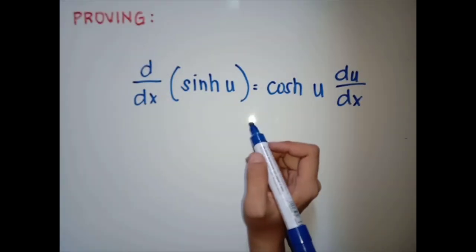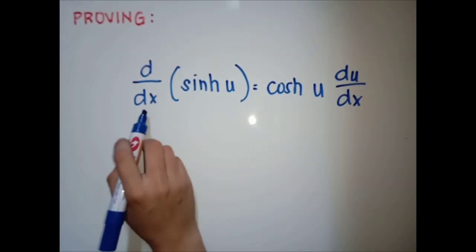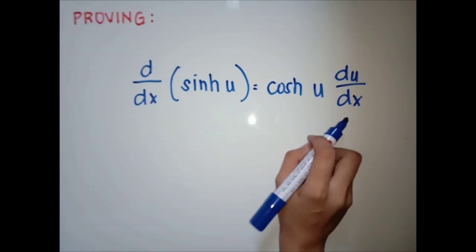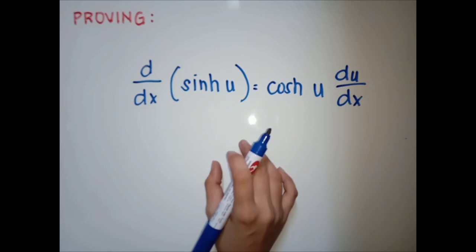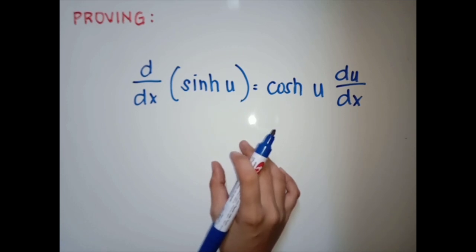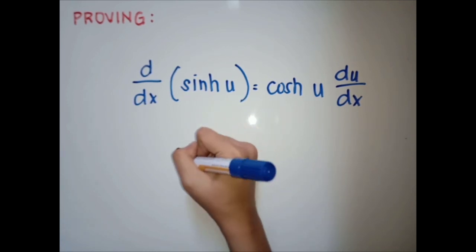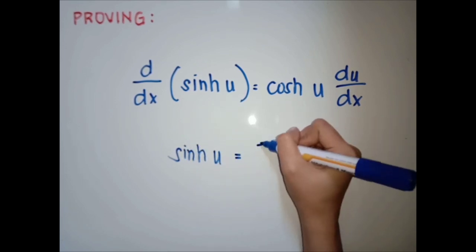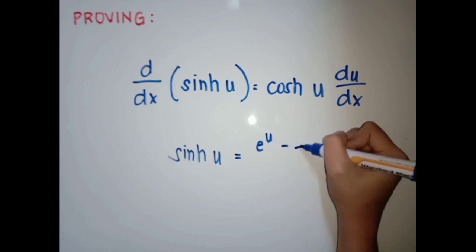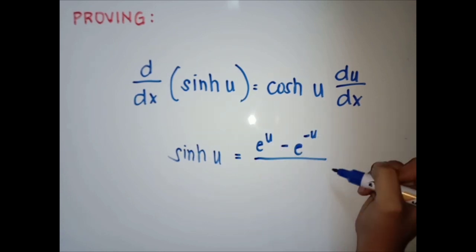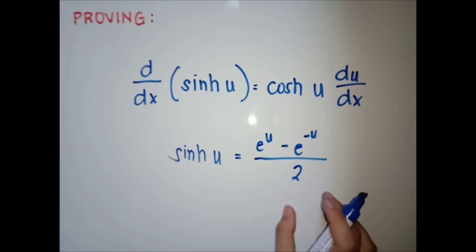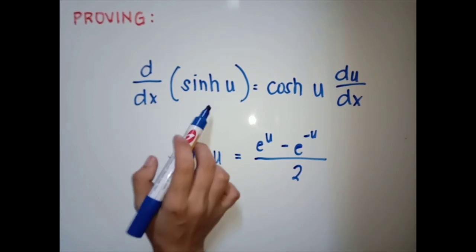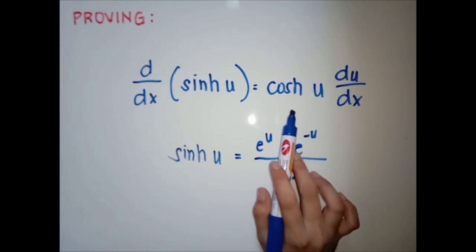The first formula that we will prove is the derivative of hyperbolic sin u is equal to hyperbolic cosine u du over dx. If you still remember the last topic discussed by Mr. Rai, hyperbolic sin u is equivalent to e raised to u minus e raised to negative u all over 2. Now, we will use this expression to prove that the derivative of hyperbolic sin u is equal to hyperbolic cosine u.